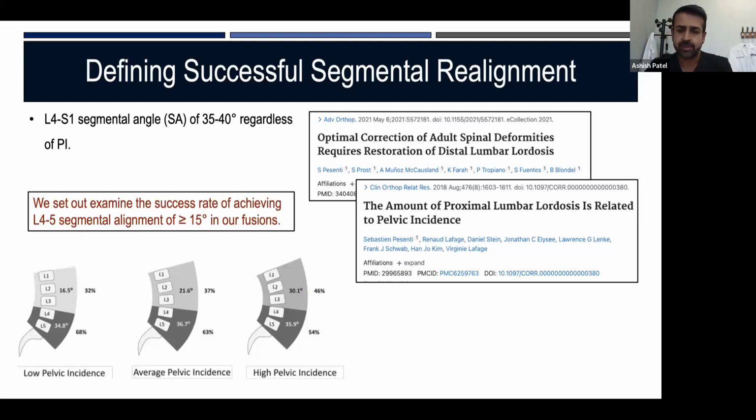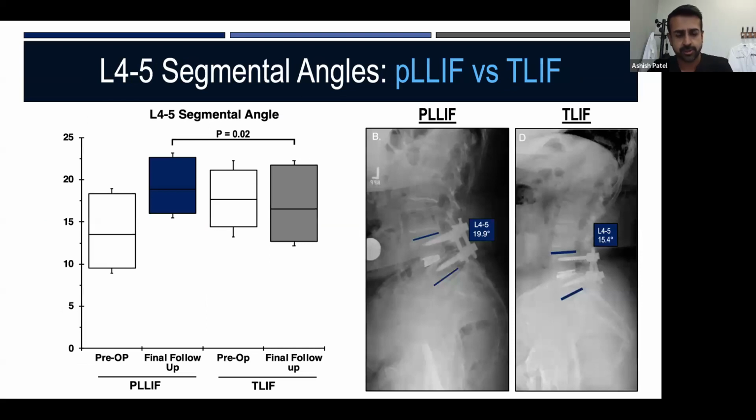And when we consider prone and the benefits of the lordosis induction, we lean on the recent literature to help guide our segmental angle goals. We know that the L4 through S1 angle is pretty stable around 35 to 40 degrees, which has really helped us simplify our segmental angle goals. So we're looking for an L4-S1 angle of 15 degrees to 20 degrees whenever we're doing these types of surgeries.